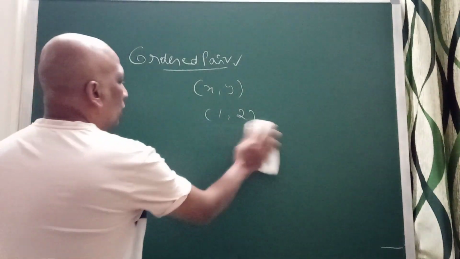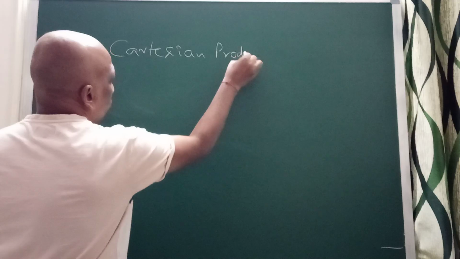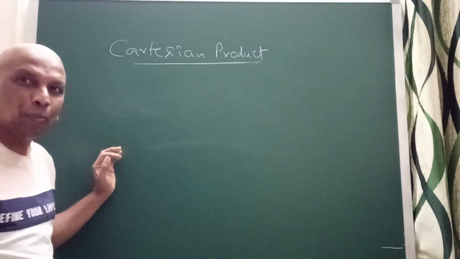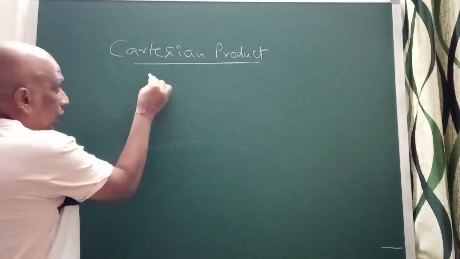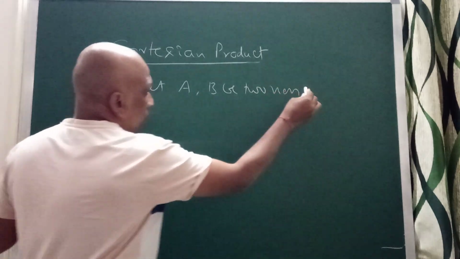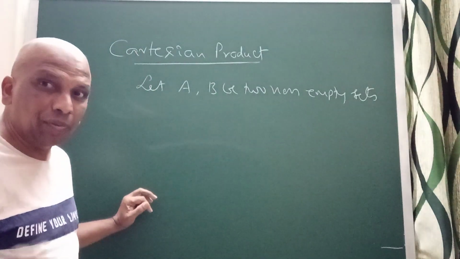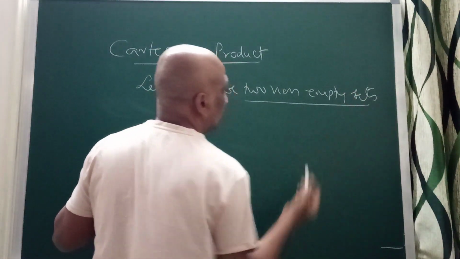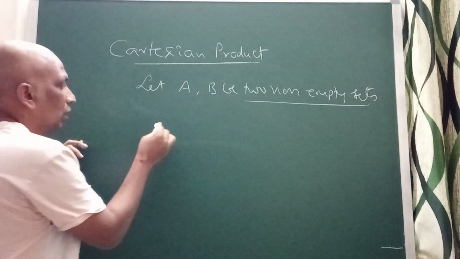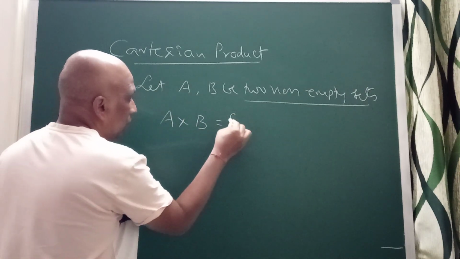Now what is the meaning of Cartesian product? When I am talking about the Cartesian product, you can consider two non-empty sets, let A comma B be two non-empty sets. I will discuss the case where one of the sets is the empty set later. Then the Cartesian product can be written as A cross B.